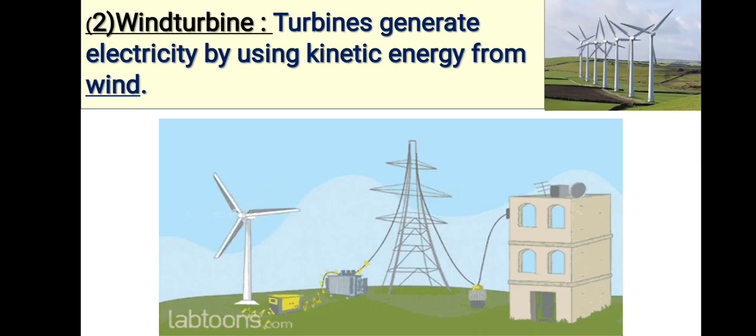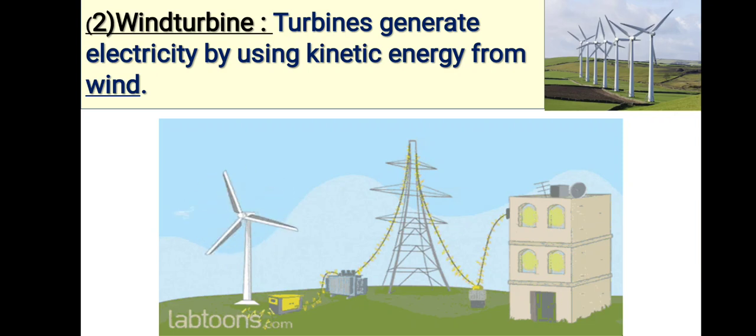Number 2, how can we generate electricity from the wind? By using this device, as we can see in this picture. This device is called a wind turbine. So again, this is called a wind turbine. How can we generate electricity from the wind? By using a wind turbine. The wind turbine changes the kinetic energy from the wind.